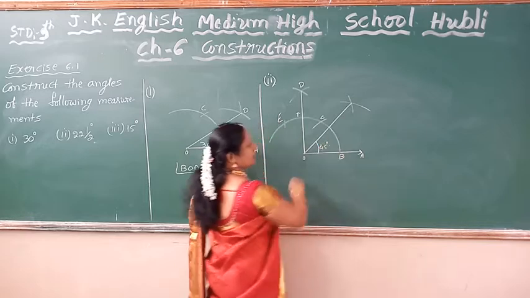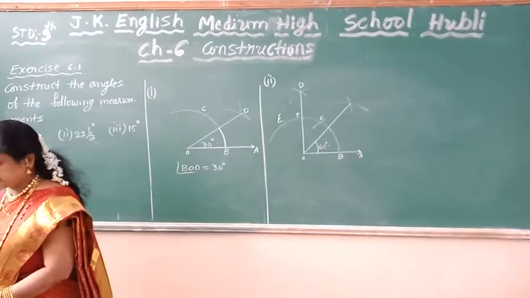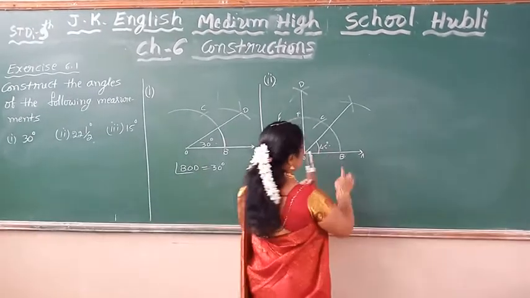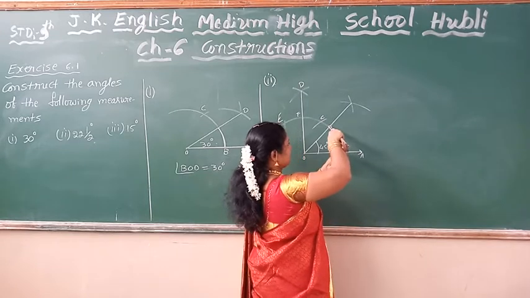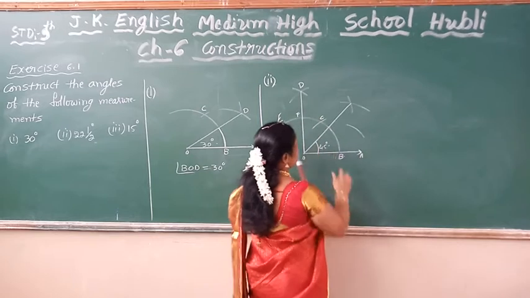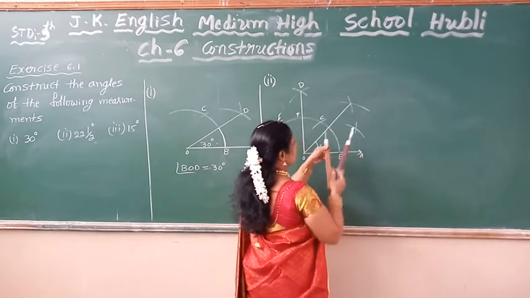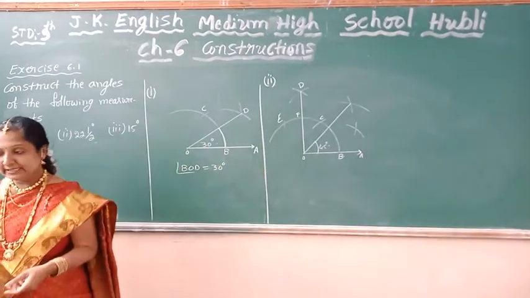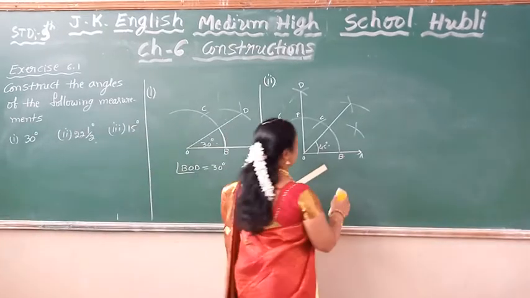So bisecting 45 degrees, I am going to get 22 and a half degrees. I am bisecting this angle of 45 degrees, from here to here. I will take the same measurement and, taking B as center, draw an arc. Where this line intersects with this arc, taking that as center, cut this arc and join. So whatever angle I get, that is nothing but 22 and a half degrees.